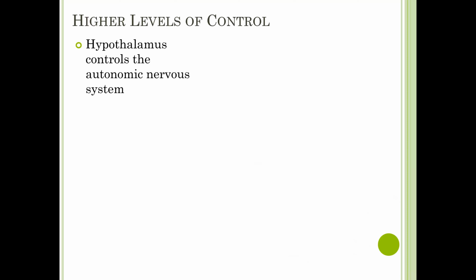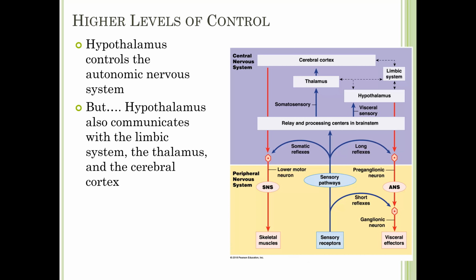So as mentioned before, the hypothalamus controls the autonomic nervous system. The hypothalamus has the autonomic centers of control. But if you remember from chapter 14, the hypothalamus also can communicate with the limbic system, with the thalamus, and even with the cerebral cortex through the limbic system. So because the hypothalamus has these other connections, there are higher levels of control of our autonomic responses.